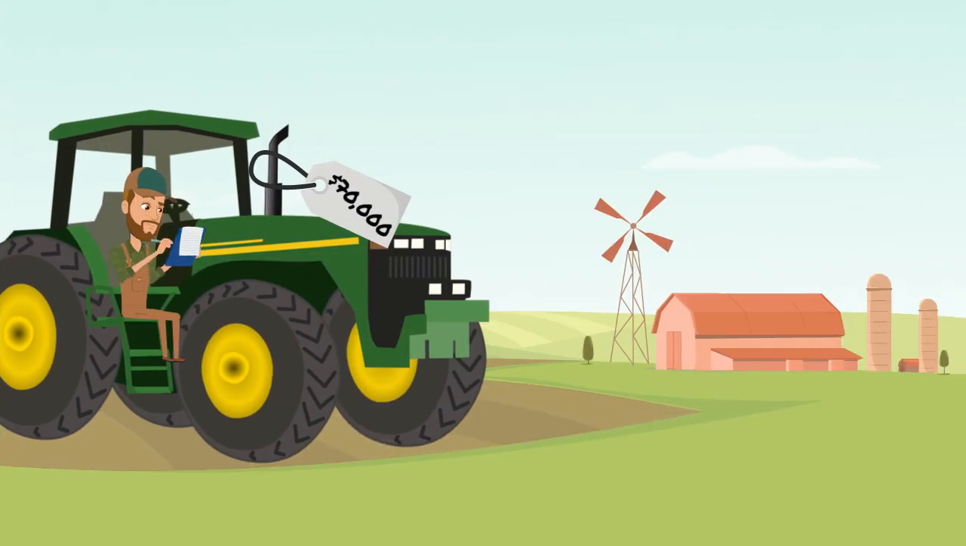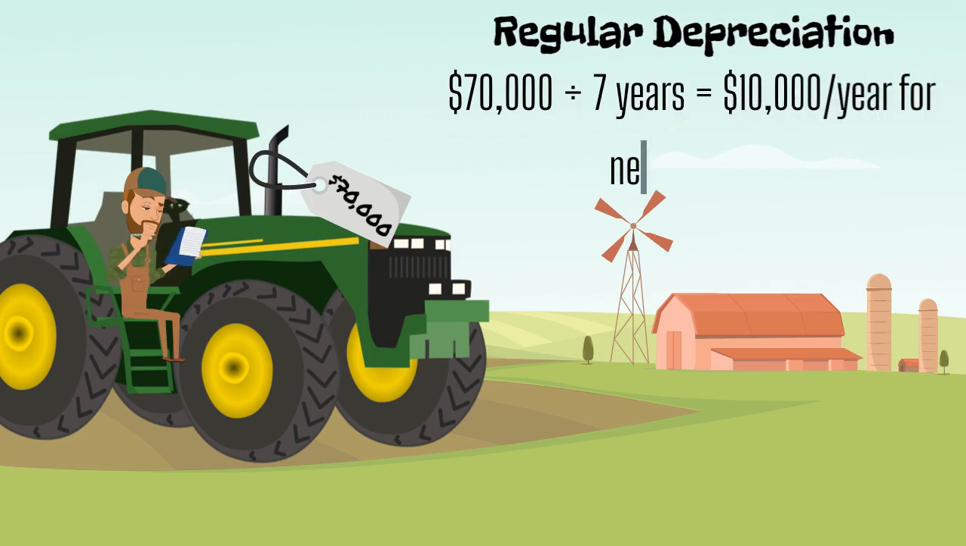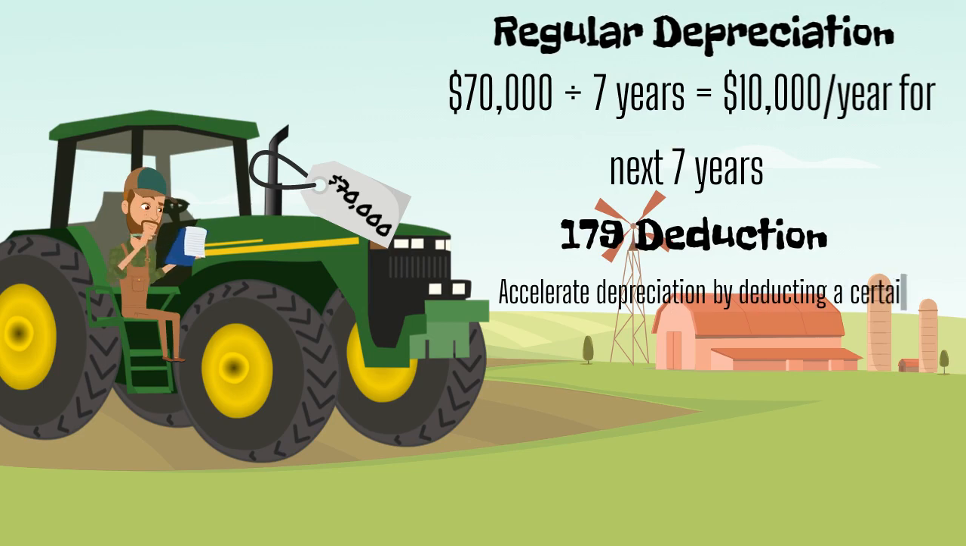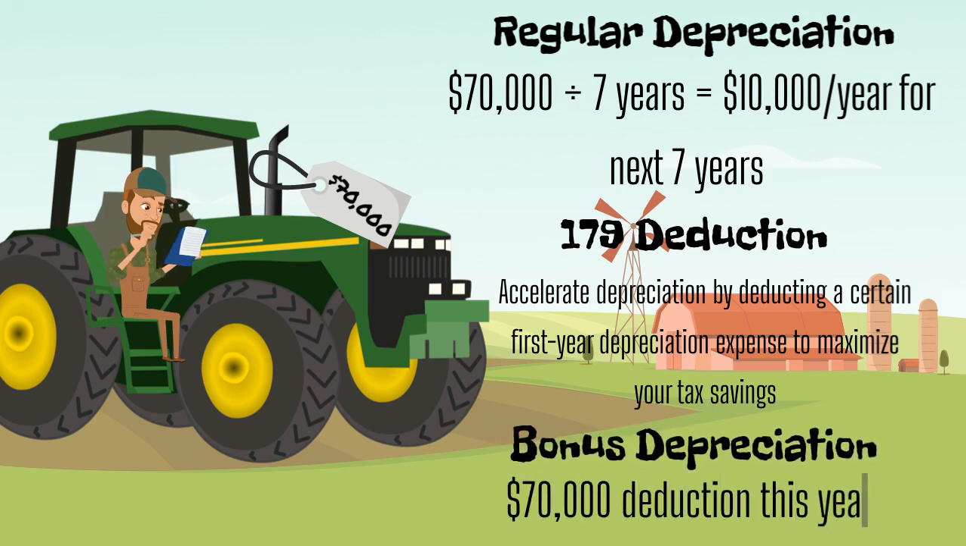Another tip that you're also probably familiar with is the 179 deduction and bonus depreciation. But let's go over it just in case. The Section 179 deduction allows you to deduct qualified property during the year it's placed in service rather than depreciating over several years. And bonus depreciation allows you to take 100% of the qualified property.